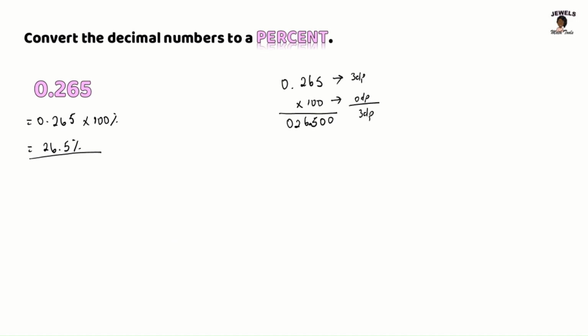So remember that percentages are always out of 100. So anytime you're converting a decimal or a fractional number into a percentage, you're just going to multiply that number by 100%. So I hope this video is very helpful to you.